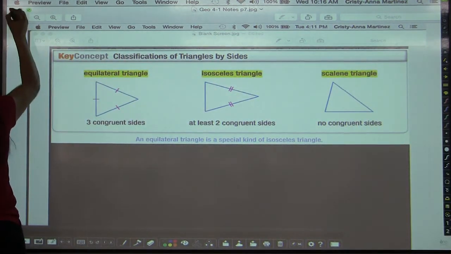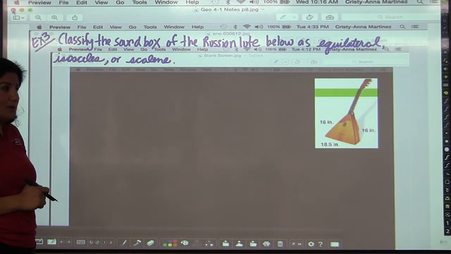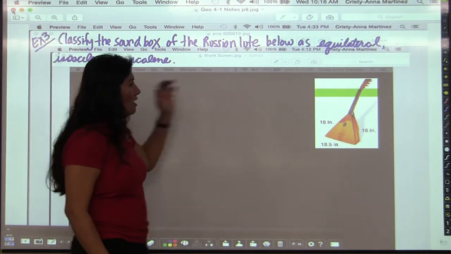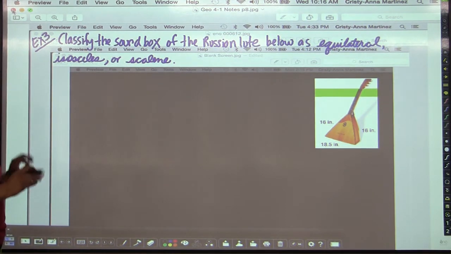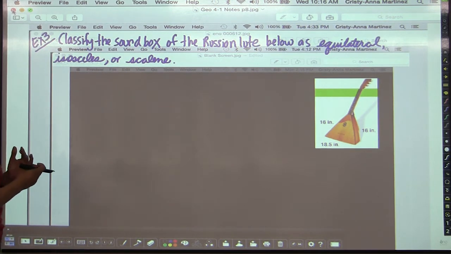And so now we're going to go to example 3, where it says classify the sandbox of the Russian lute. I have no idea what that is. I can see it right there, but it still looks kind of weird. It kind of looks like a guitar, but my husband assures me it's not a guitar, it's a Russian lute, whatever. So there it is, and it's telling us to classify the sandbox.